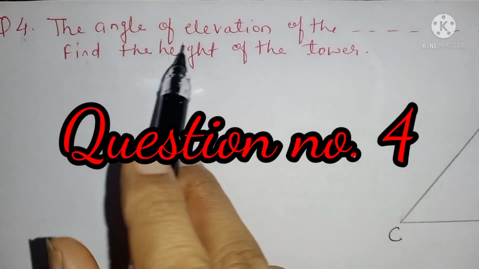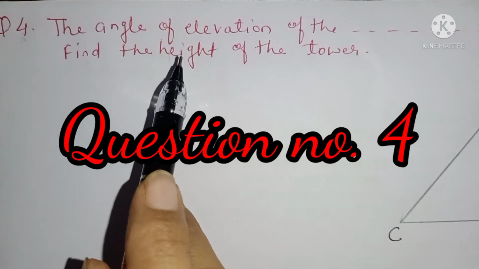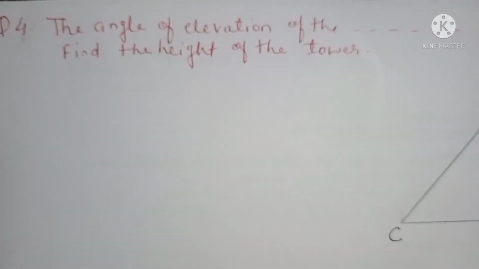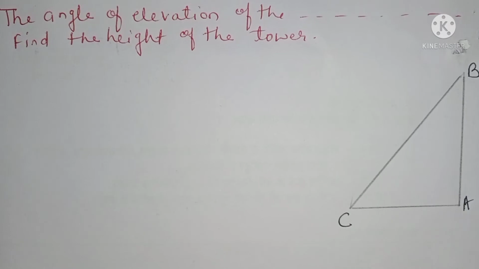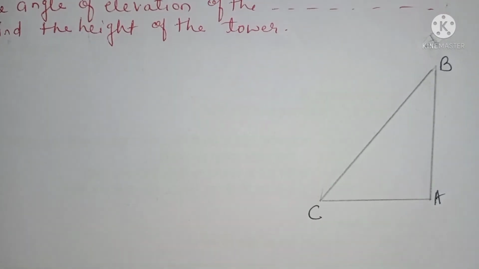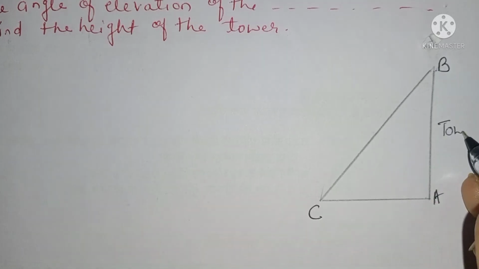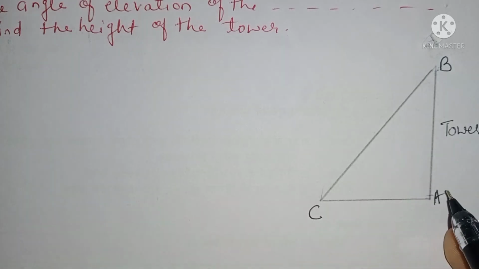The angle of elevation of the top of the tower from the point on the ground, which is 30 meter away from the foot of the tower, is 30 degree. Find the height of the tower. Okay, let's draw the diagram. Open your textbook, look into the question. The question is the angle of elevation of the top of the tower. So this AB is my tower. This is our tower and this is the ground level where the tower is standing.